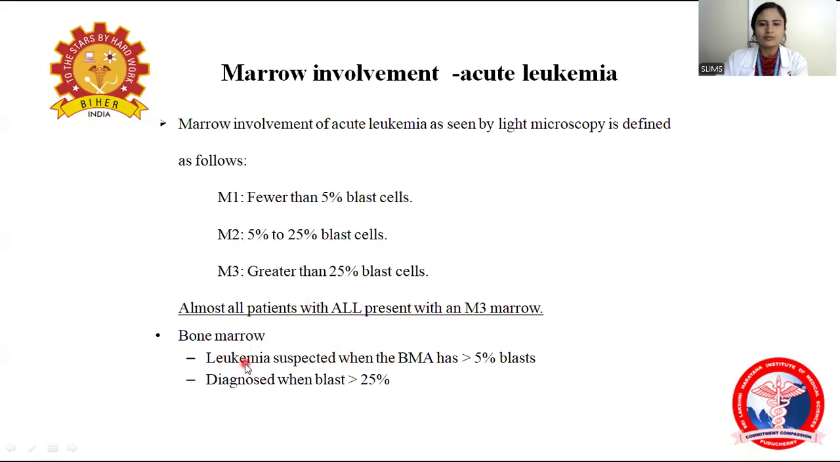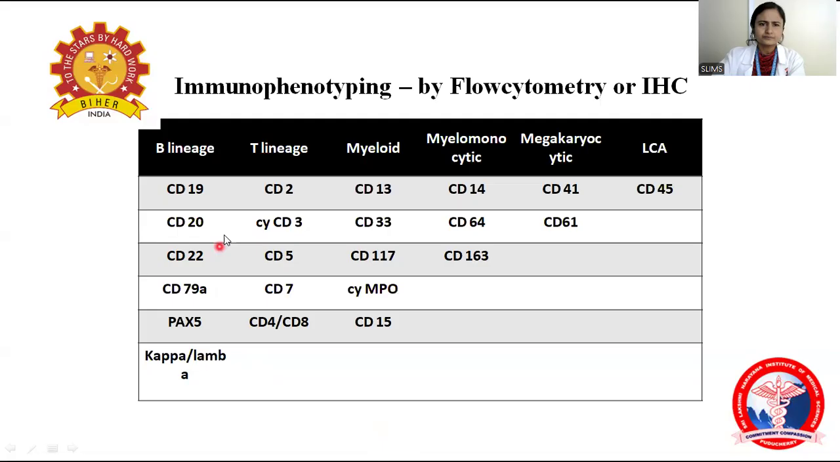So if you have a bone marrow aspiration and it has less than 5% blasts, there is no suspicion of leukemia. But if the bone marrow aspiration has more than 5% blasts, now you need to suspect leukemia. If the bone marrow blast is more than 25%, then it is diagnosed as leukemia. So this is after the bone marrow aspiration.